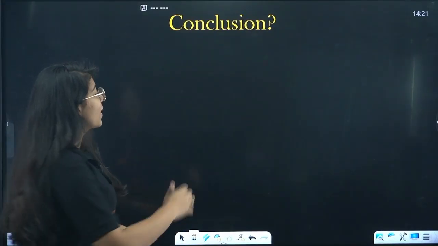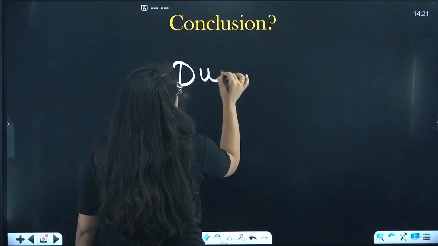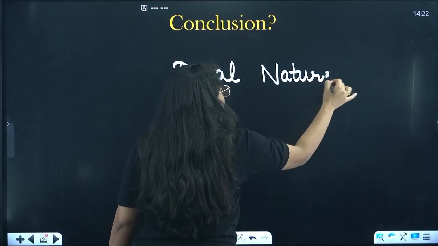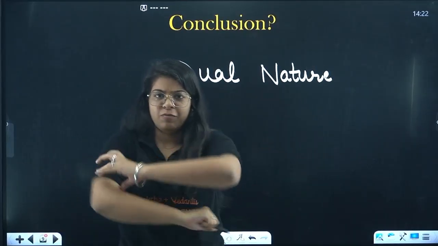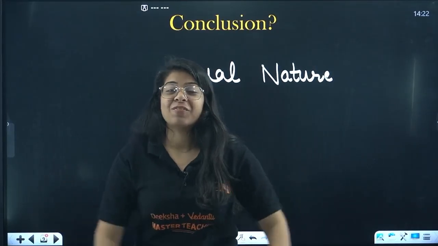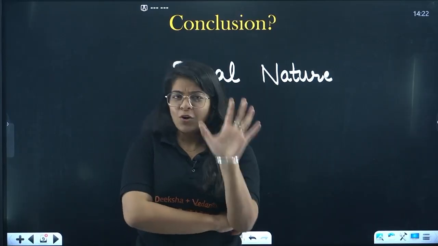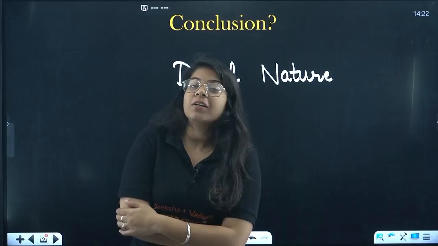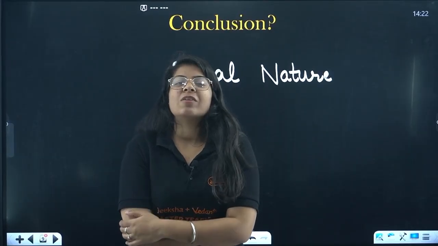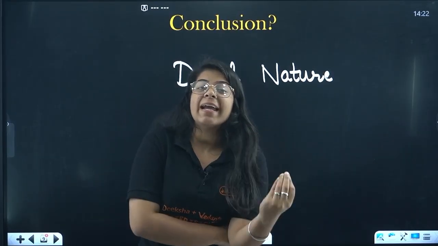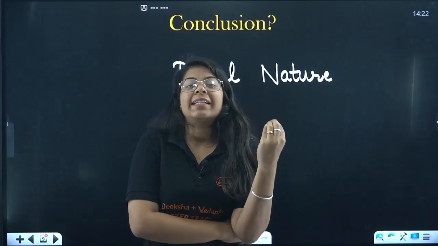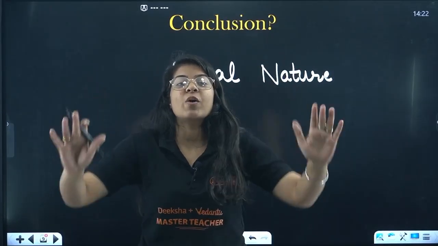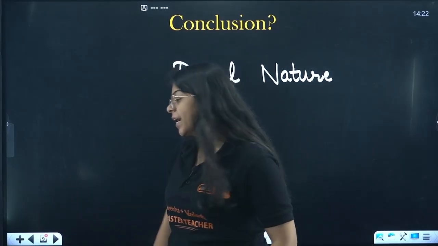The conclusion came that light, beta, has dual nature. What does that mean? It acts as a particle whenever it feels like, and it acts as a wave whenever it feels like. Now we know when it acts like a particle and when like a wave, but at that time so many experiments were happening. So we simply concluded that light has dual nature. It acts as a particle and as a wave according to the situation it is presented in, right?